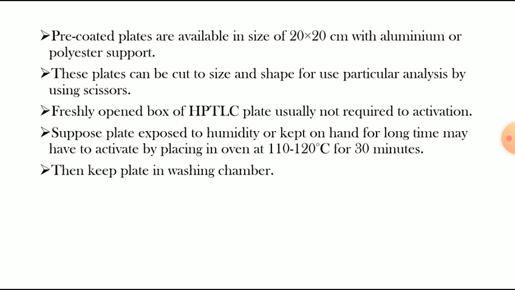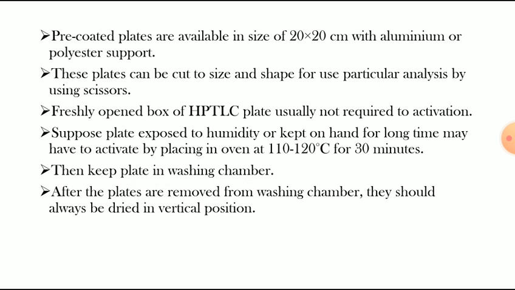Then keep that plate in the washing chamber in a vertical position. After the plates are removed from the washing chamber, they should always be dried in a vertical position. See, when we wash the plate, we should keep it in a vertical position for drying. When we keep it horizontal on any surface, the washing solvent may get stuck on the plate. That's why we have to keep that plate in a vertical position.